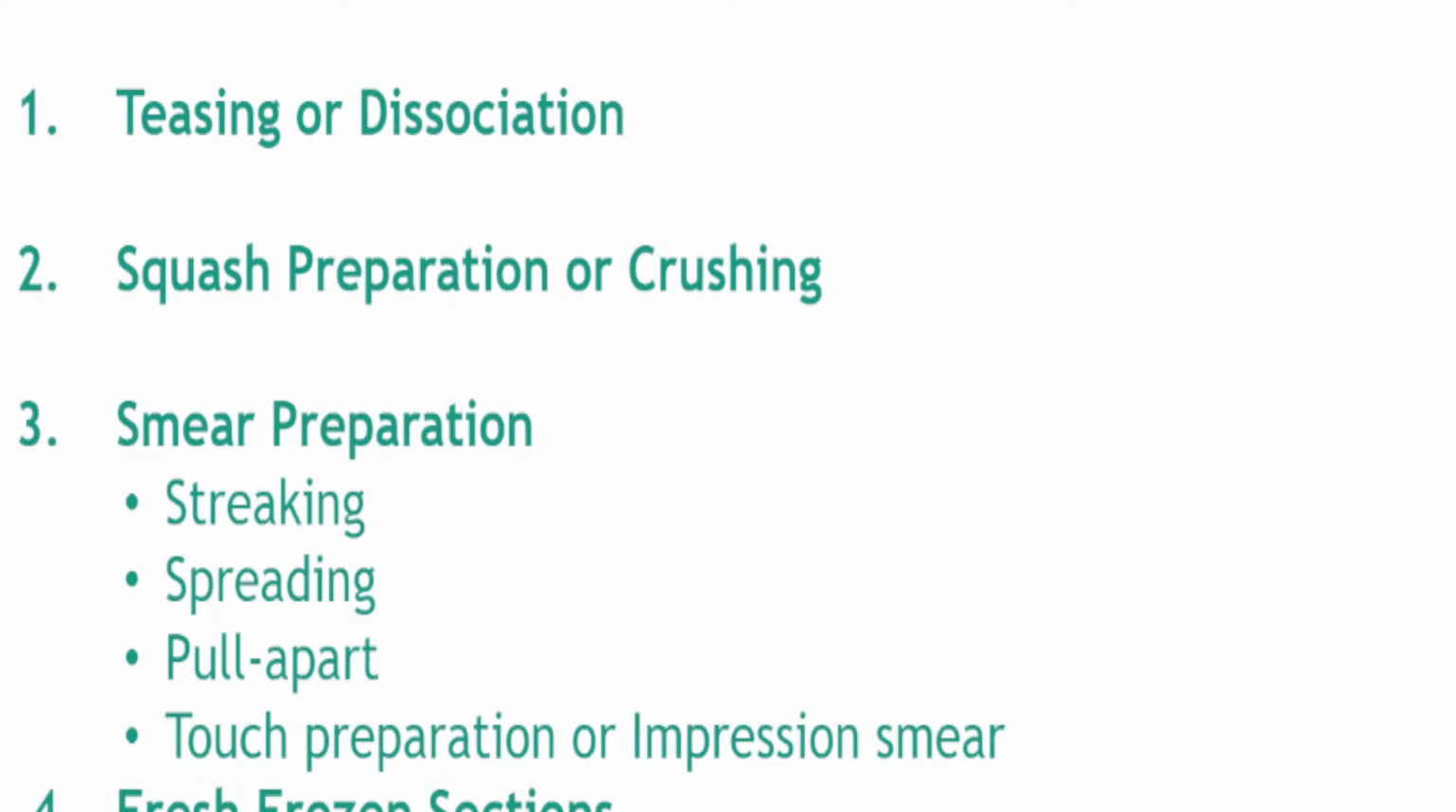Sorry, I didn't start the slideshow. There we go. So, four methodologies. This includes teasing or dissociation. That's what you basically do when you're students. You have a dissecting needle and you place it on a glass slide, and then you just look at what's going on in the macroscopic level.